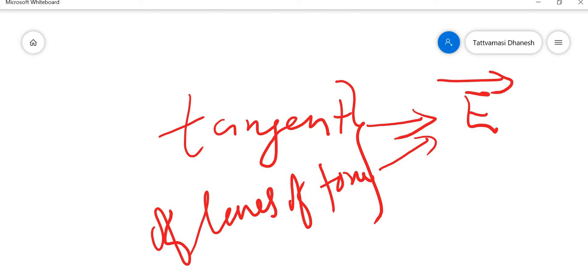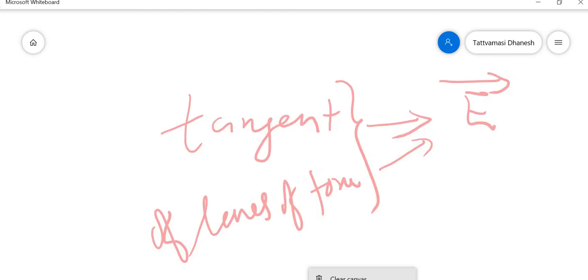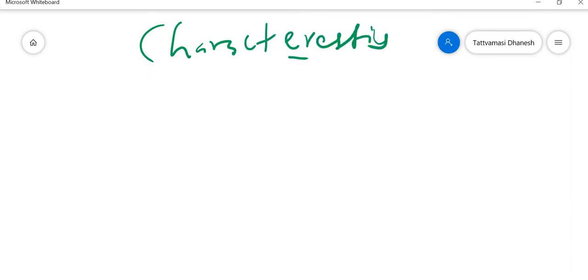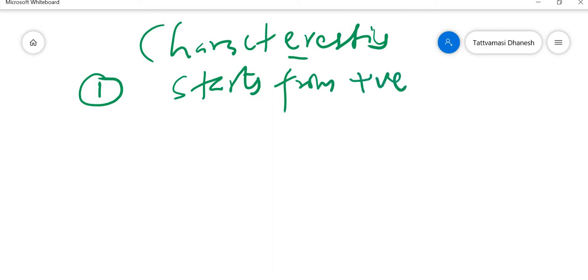Next, I want to discuss the characteristics of electric lines of force. What are all the characteristics of electric lines of force? The first characteristic says electric lines of force originate from the positive charge, starting from positive and ending on negative. This is the first characteristic of electric lines of force. Electric lines of force start from the positive charge and end on the negative charge.